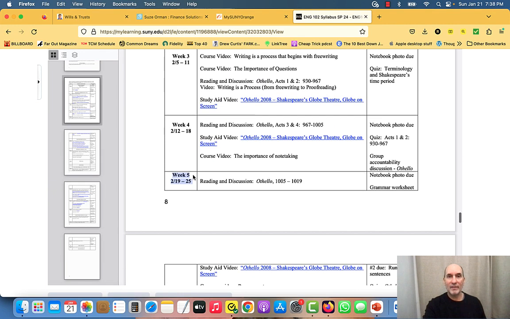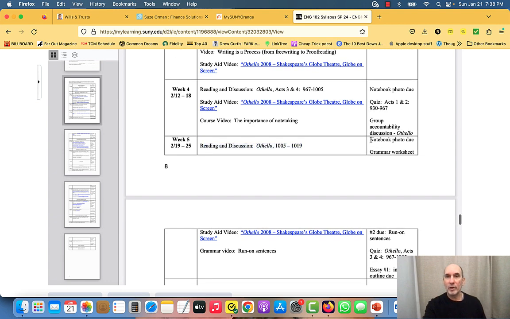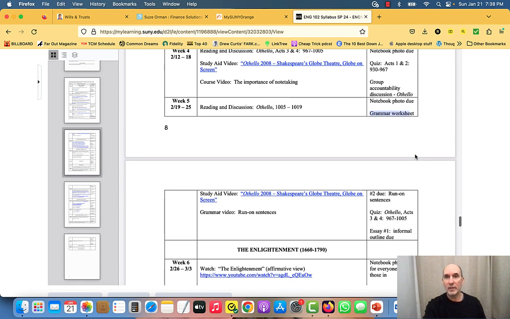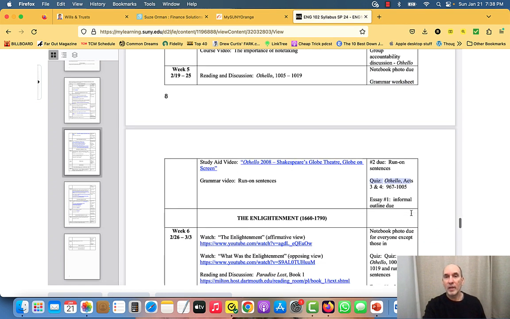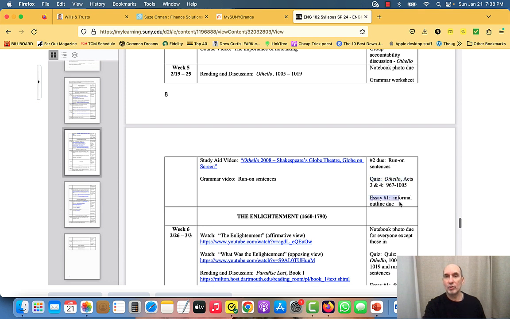So on week 5, you have this reading from Othello and these pages, 1005 to 1019. And then you have due a notebook photo, which is due every week. And then on this week, you'll have a grammar worksheet, which is only 5 times during the semester. And then you have a quiz, which is every week. And then you have an essay due. So this is an important week. Week 5 is your first essay due in the class.